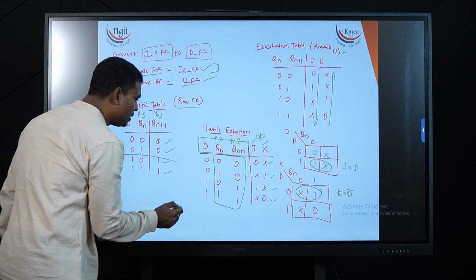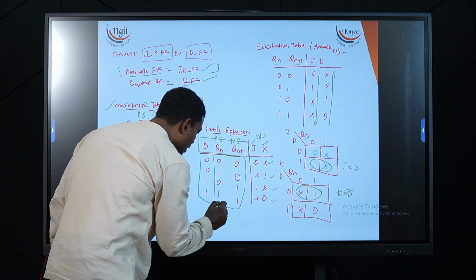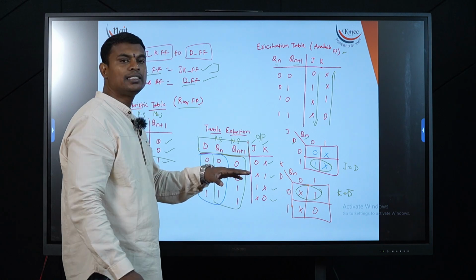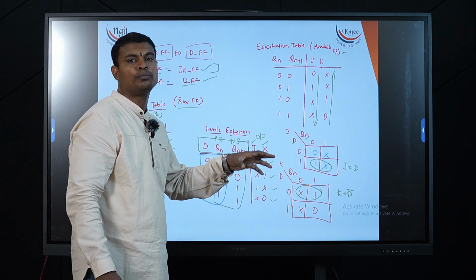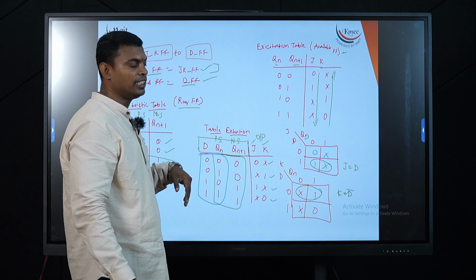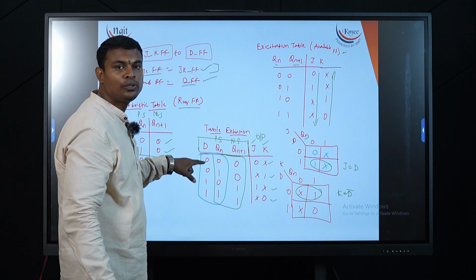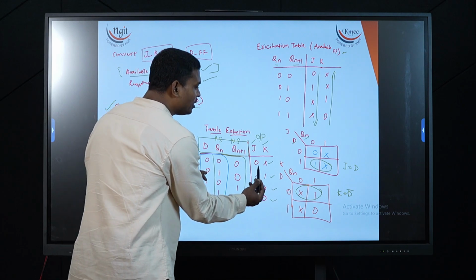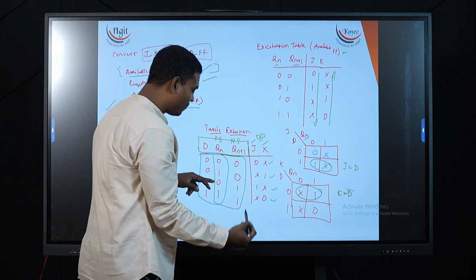I will represent it with a different color. I am just observing only these values. I am not considering my next state. Why? Because the next state is something which is generated based upon my input and present state only. That's the reason I am taking only the D input along with my present state. So for the 0 0 value, J is giving me 0, so I have marked it with 0.